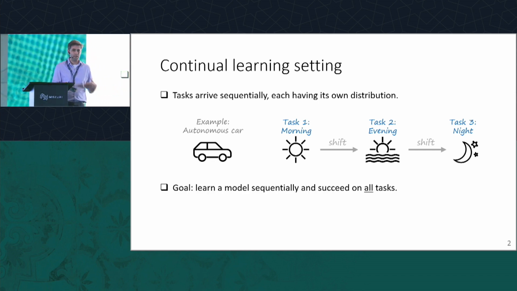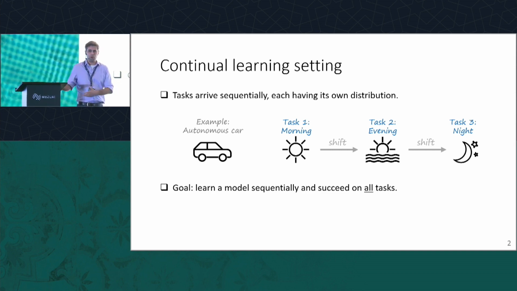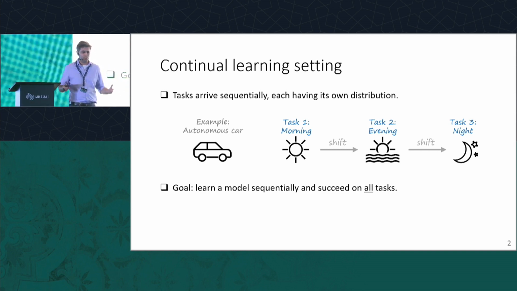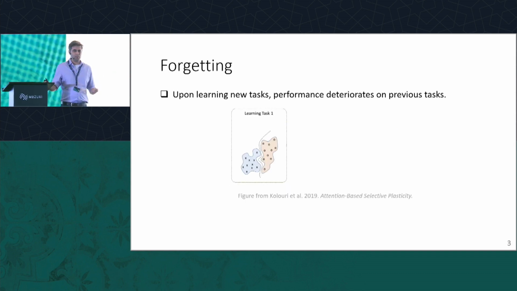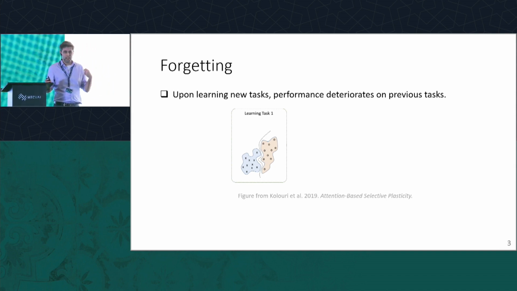So the goal is that we learn the model on all the tasks together. So we perform jointly on all tasks together, even though we train sequentially. So what is the problem? One major problem is forgetting. When we learn new tasks, we might forget the previous tasks we've learned.